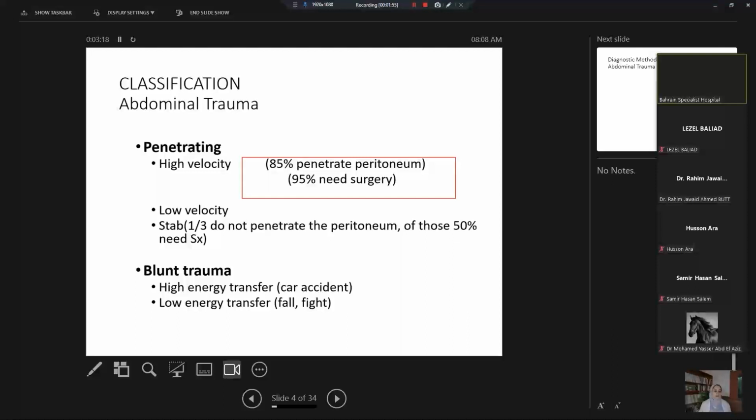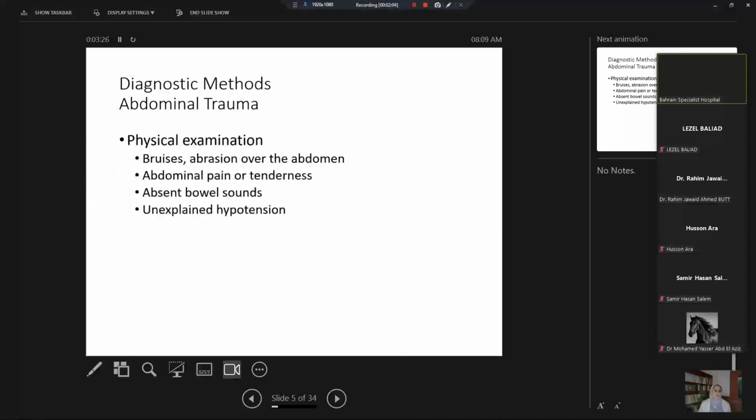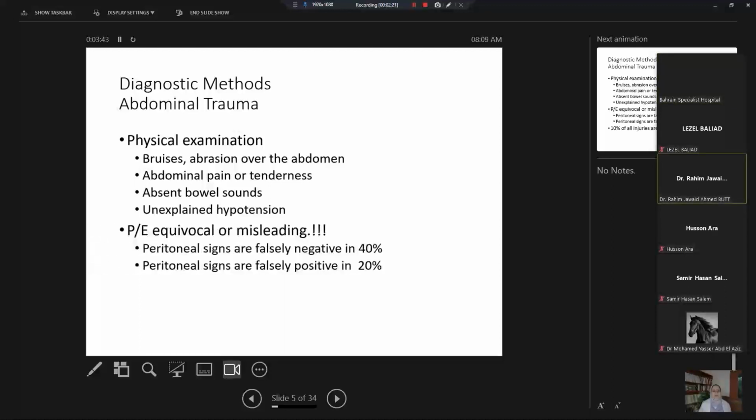The blunt trauma, we have the high energy transfer, like car accidents, and the low energy transfer, like fall from height or fights. The diagnostic methods, of course, the thorough history and the physical examination is important. We will be looking for any bruises, abrasions over the abdomen, any pain, tenderness, absent bowel sounds, unexplained hypotension. Basically, we will be looking for any signs of peritonitis.